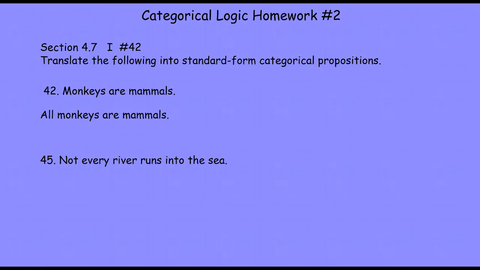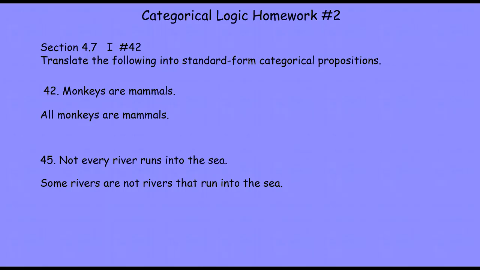If we were going to translate that, we would say all rivers are rivers that run into the sea. Since this says that is not true, we need to introduce a negation. It's a negation of a universal. Our contradictory relation tells us that that's going to be a particular. The universal is a universal affirmative, so our translation would be a particular negative. And we get: some rivers are not rivers that run into the sea.